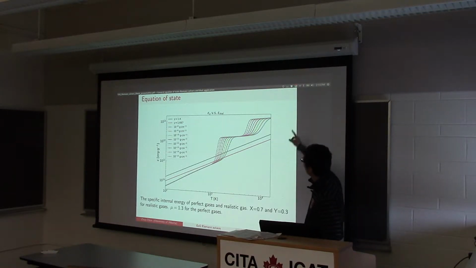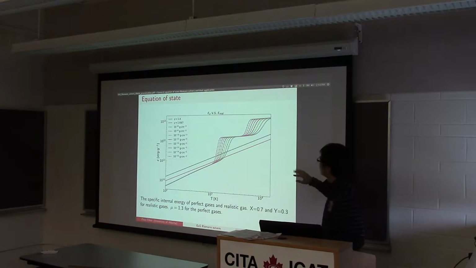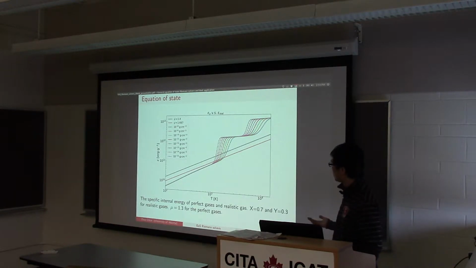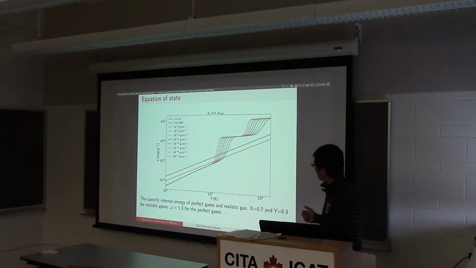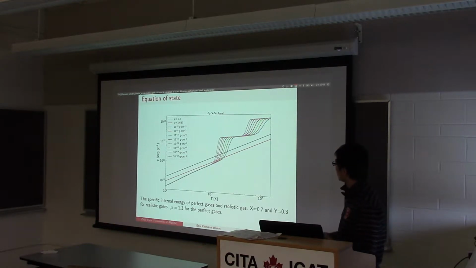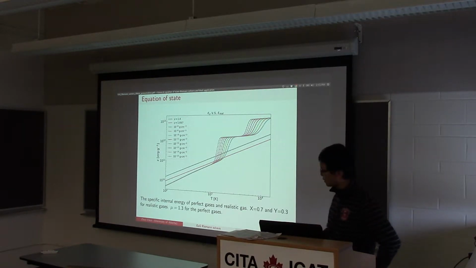So you can see the difference is quite dramatic here. Since this is in log, at some point it can be as big as 1 order of magnitude in internal energy. So therefore, if you only use the perfect gas, the gamma law gas, to solve a realistic problem, there might be some issue. You will miss a lot of physics.